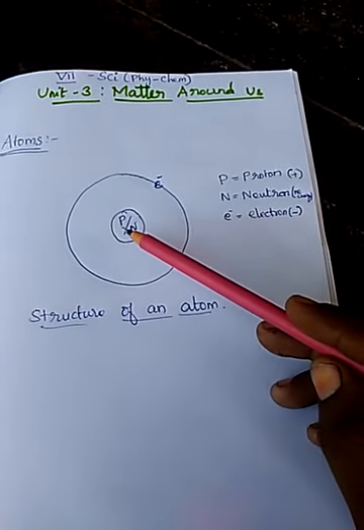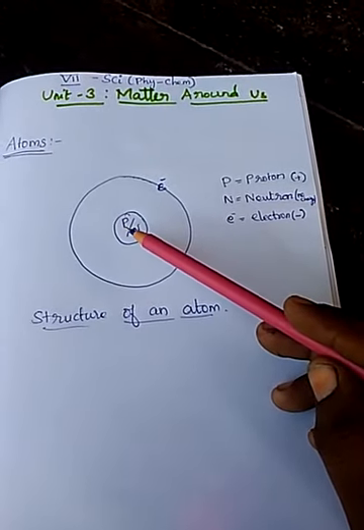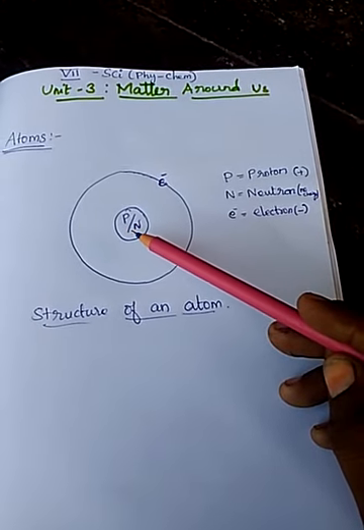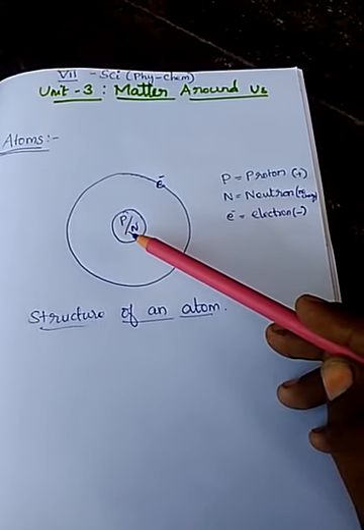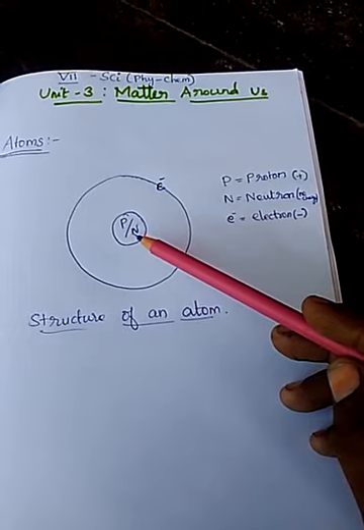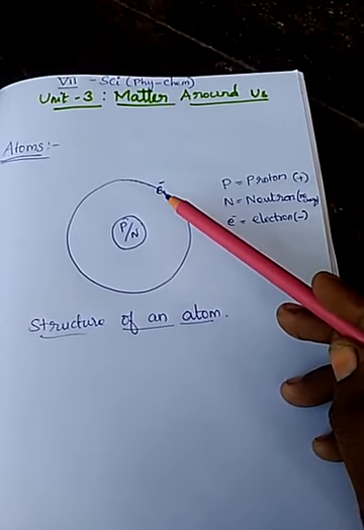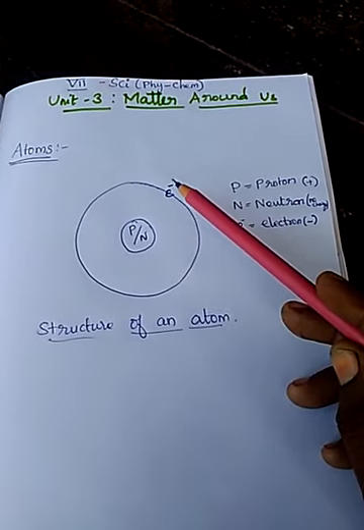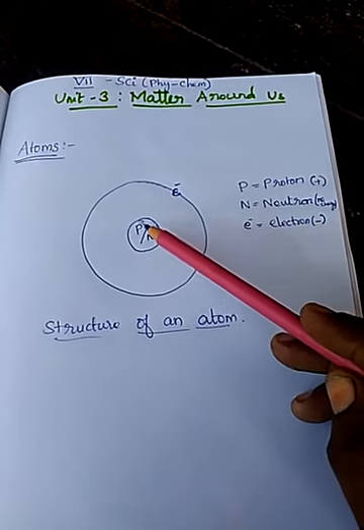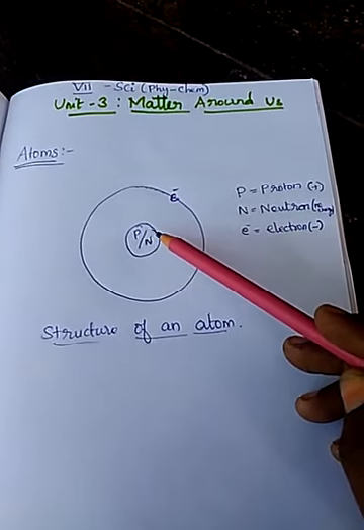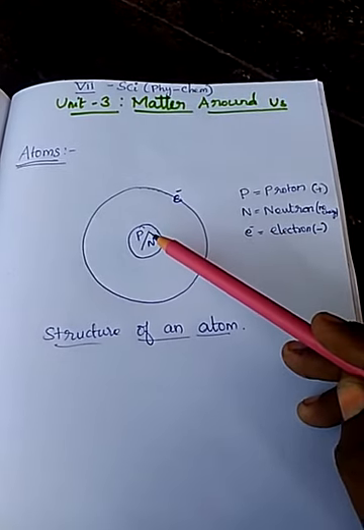Here P is the proton. It has a positive charge, and N is the neutron. It has no charge. Then E minus is an electron. This electron has a negative charge. Here the proton and neutron are present in the center portion of the atom.